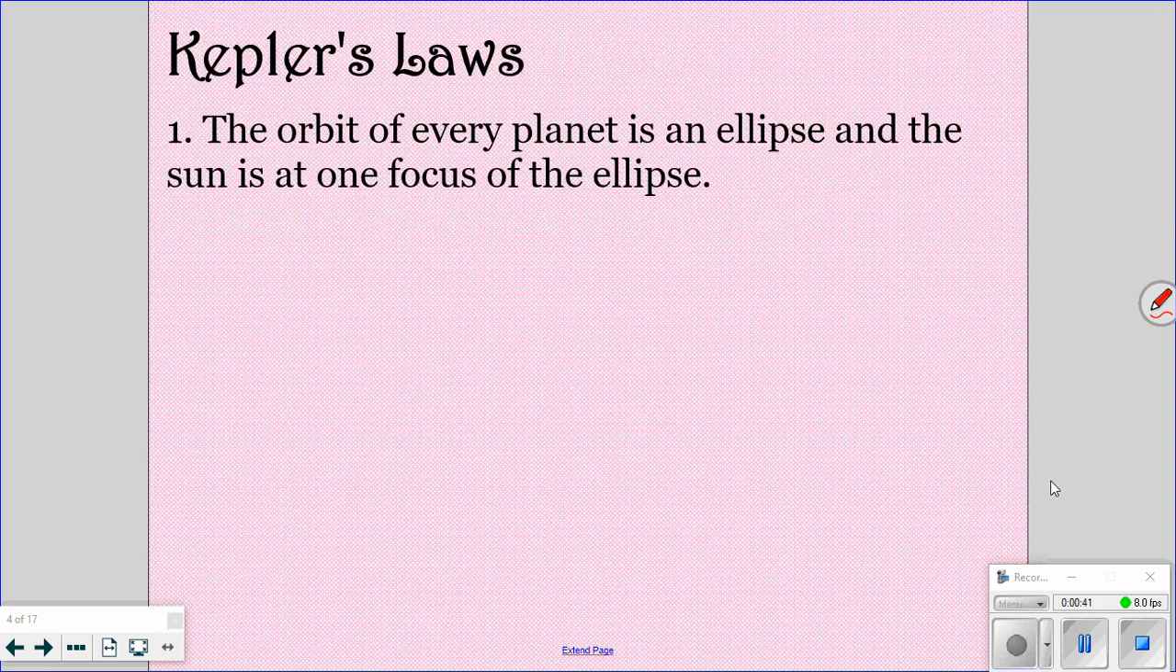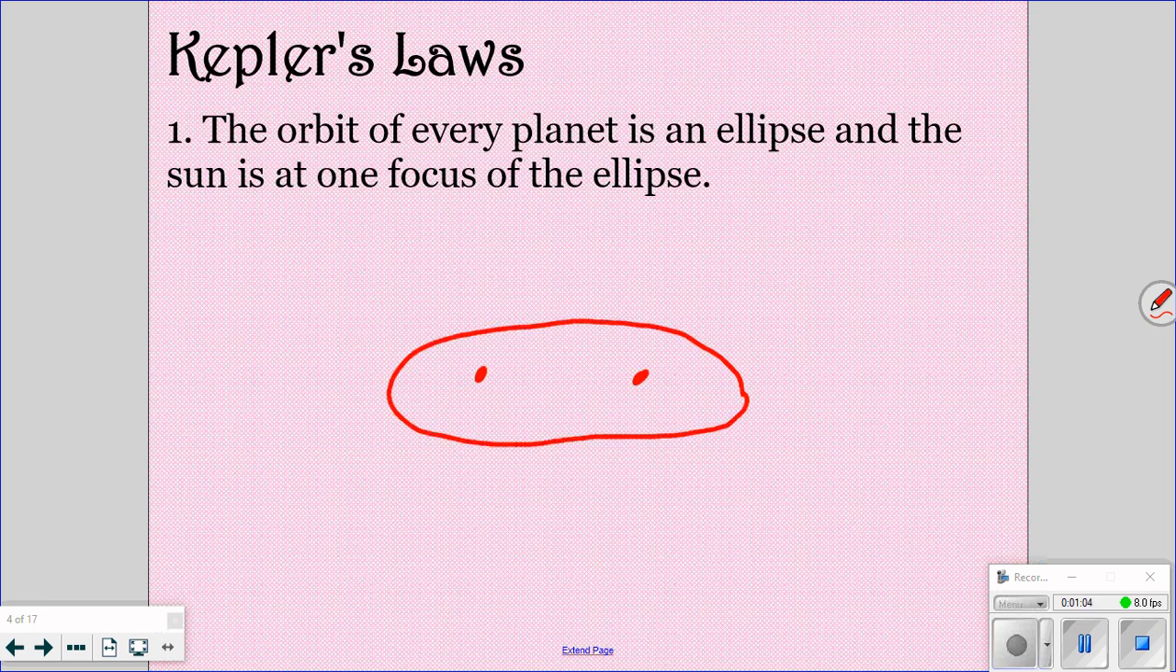Alright, so Kepler's law, just a little bit of recap over what you just read. The orbit of every planet is actually an ellipse, and the sun is at one focus of the ellipse. If you've talked about an ellipse in your math classes before, your ellipses have two foci. Foci is the plural of focus. And then there's your ellipse. And it says that the sun is one of the foci.